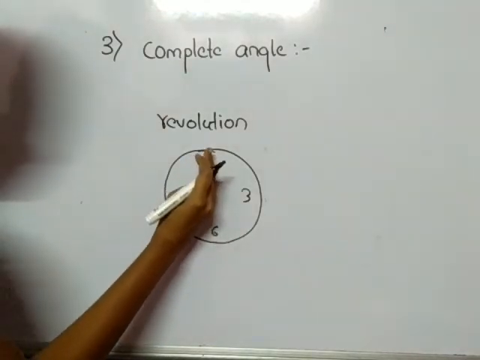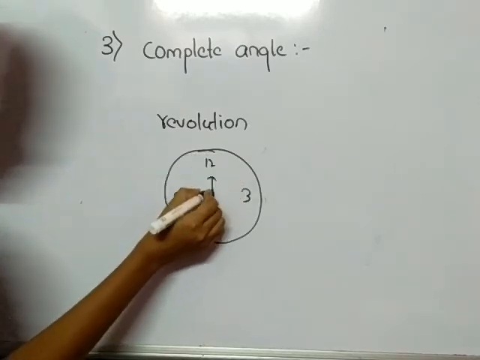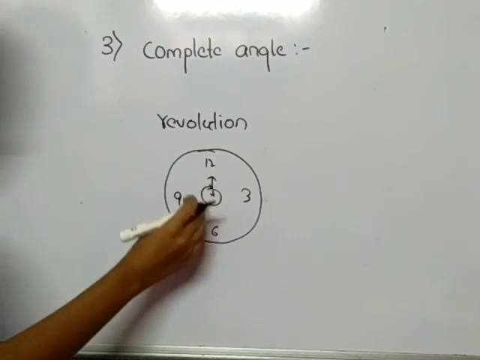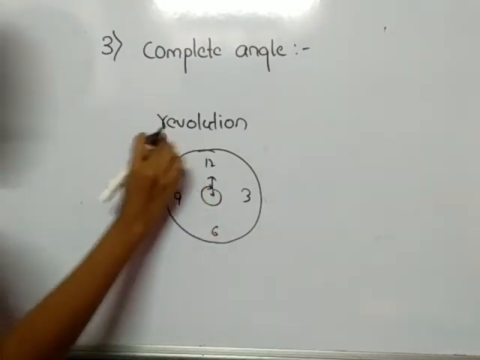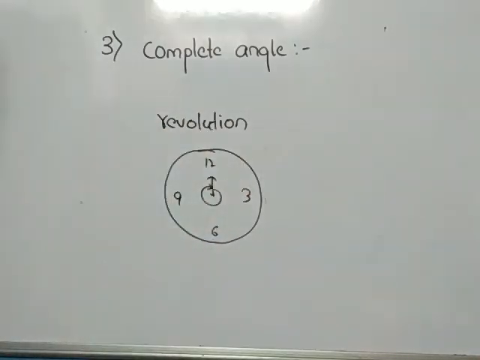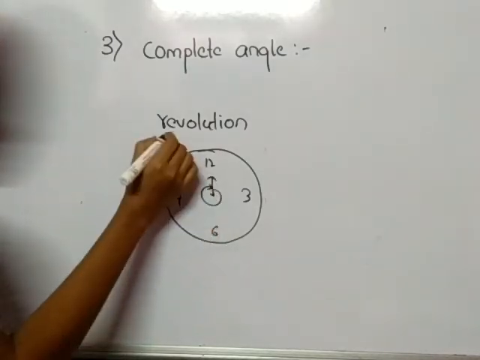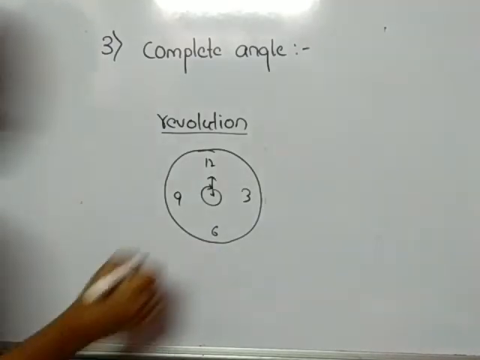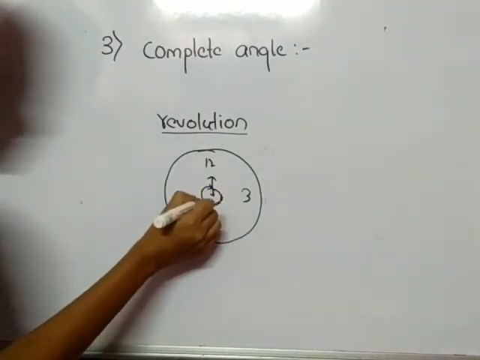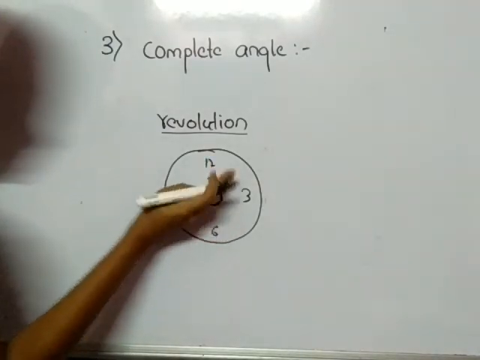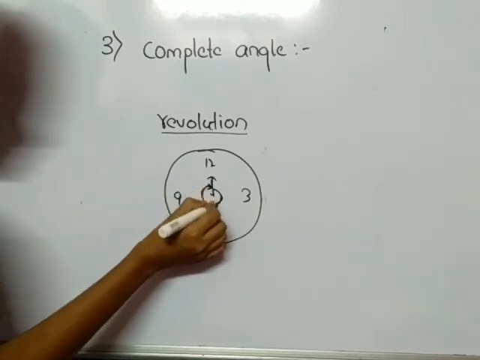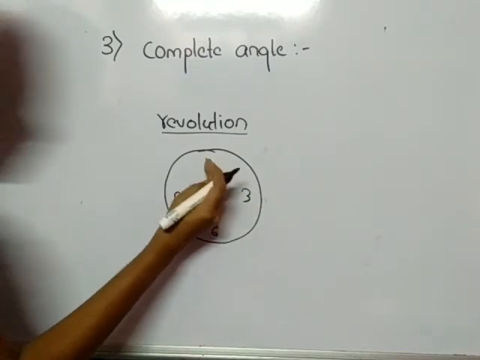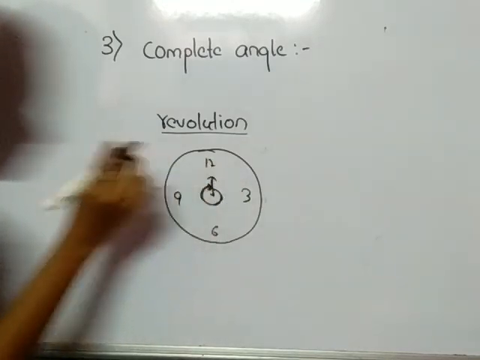It starts rotating from 12 and it comes back to the 12 again. That one complete rotation is called a revolution. One complete rotation, one complete turn, is called a revolution. And this is the path traced by this hand, right? This path is called a complete angle. This hand is making one complete angle.